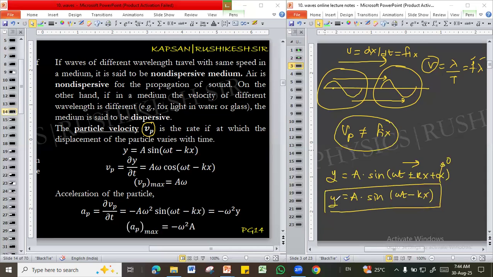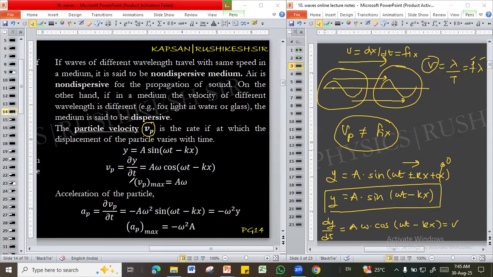This is the equation of oscillation of any particle at location x. If you take x equal to 0, it becomes the equation of oscillation of the particle at the origin. And if you keep any general value of x, it will be the equation of oscillation of any general particle. Now, if you write dy by dt, what will be the answer? A omega cos of omega t minus kx. But what is dy by dt? Rate of change of position of the particle is the velocity of the particle.